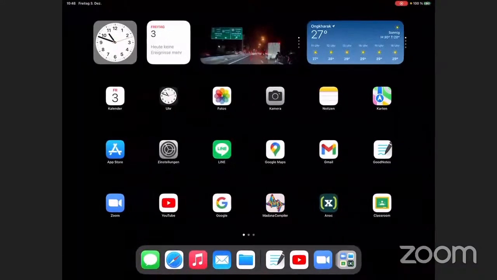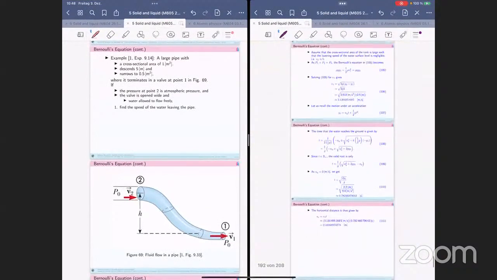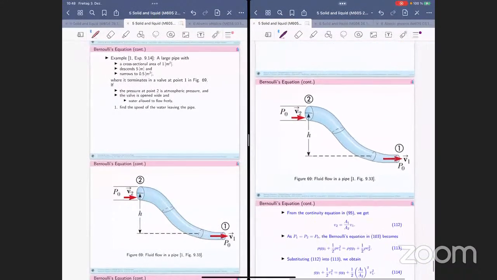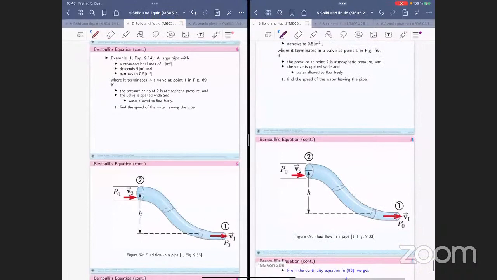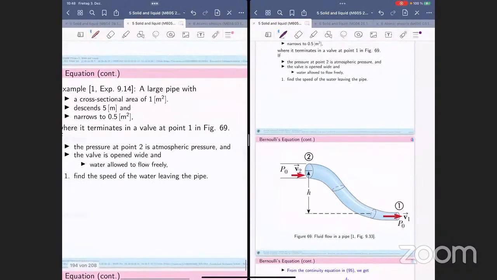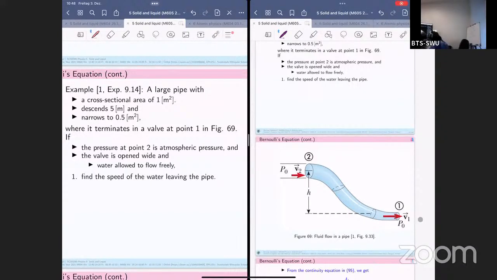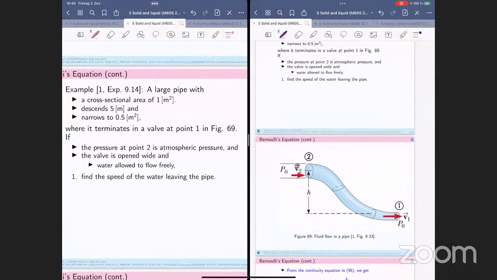We have three problems on Bernoulli's equation. Here we have a pipe like that. The information of this question is somehow like this. You have an input side here, and this is the output side. The water flows into this pipe, and the water will get out of this pipe. This is the bigger cross-sectional area, and this is the smaller cross-sectional area.